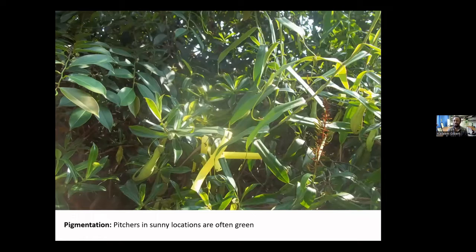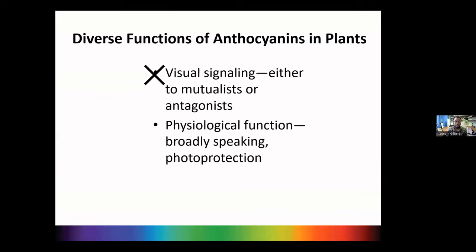Oh yeah, and then here's your example of the upper pitchers in the trees. You could see it's sunny, and it's almost kind of hard to pick out the pitchers from the surrounding foliage. Right, so I kind of discounted that first hypothesis of visual signaling, and I also didn't see an effect of this physiological function that we expect from other plants.